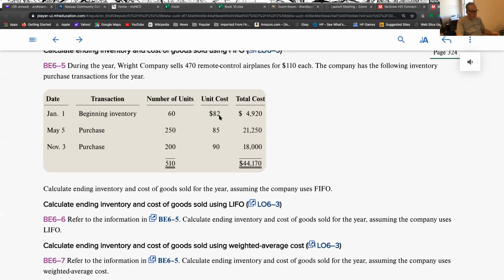What's cost of goods sold? Total available minus ending inventory.